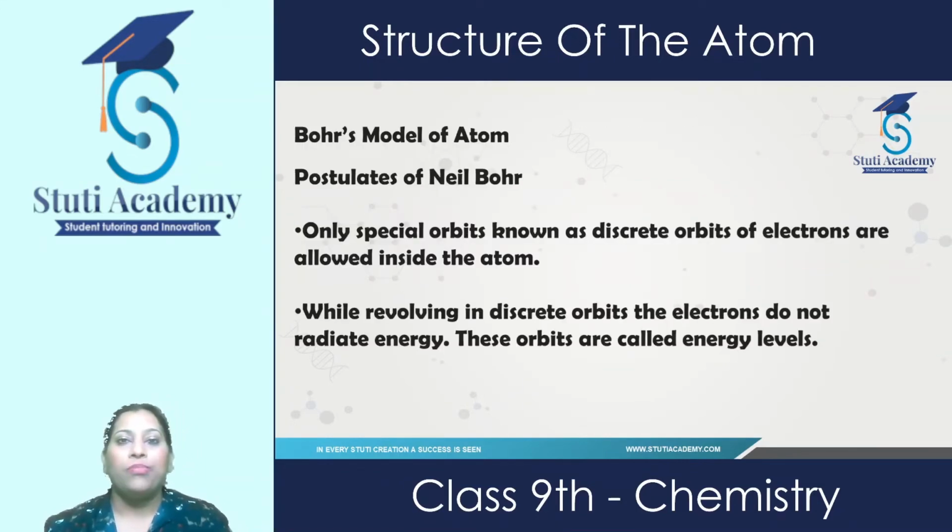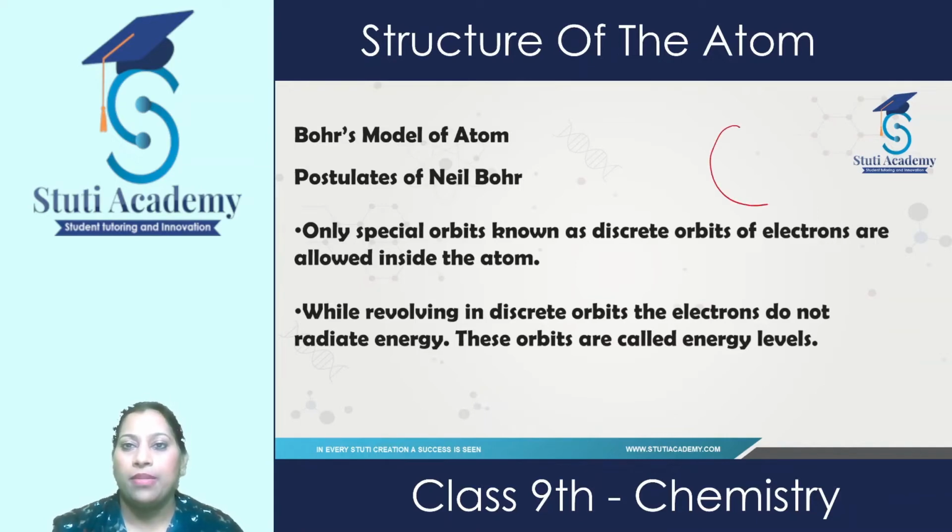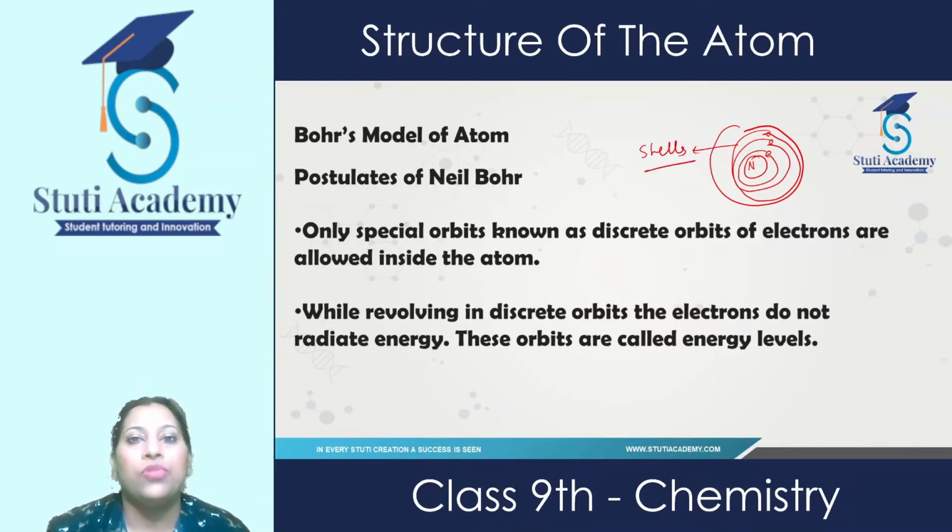The next model is Bohr's model of an atom. Bohr explained the concept of Rutherford in detail. He said electrons are moving around the nucleus, but they are moving in a particular orbit. He said the nucleus is present in the center and electrons are rotating around it in a particular orbit, and we also call them shells. And when they are revolving around the nucleus, they are not radiating any energy.